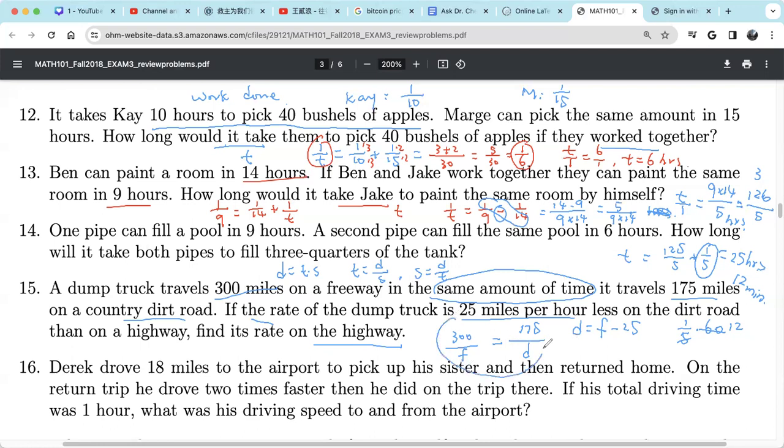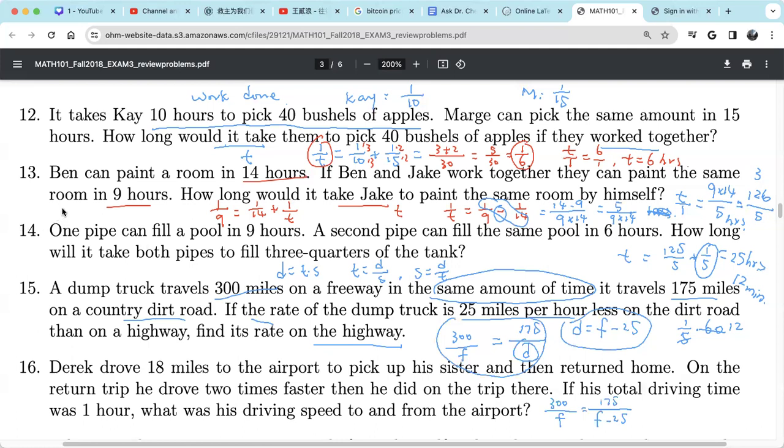We have this equation, we have this equation, and we have formed a system of equations. Now what do we do? Let me write it here. Now you see D is F minus 25, so we just substitute D with F minus 25. So we have 300 divided by F equals 175 divided by D, where D is F minus 25. Now you see we only have one variable, F. So by substitution, we got rid of D. Now we can solve. How do we solve this?